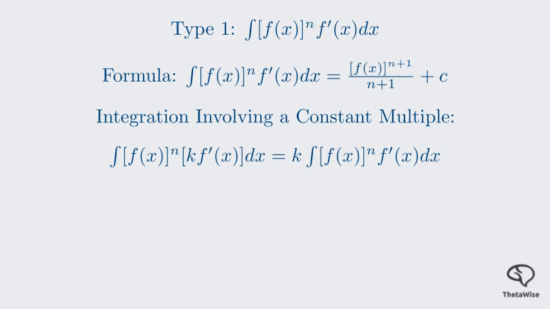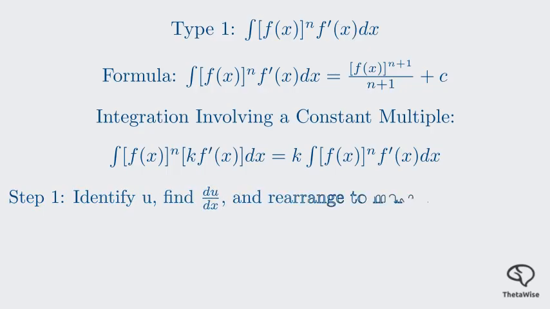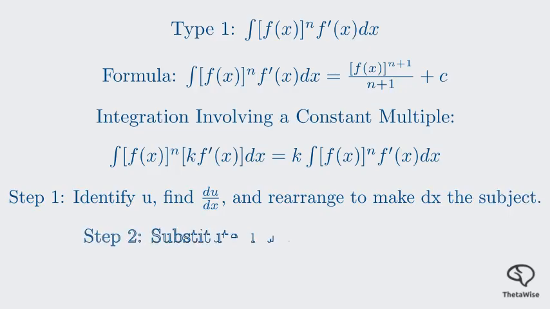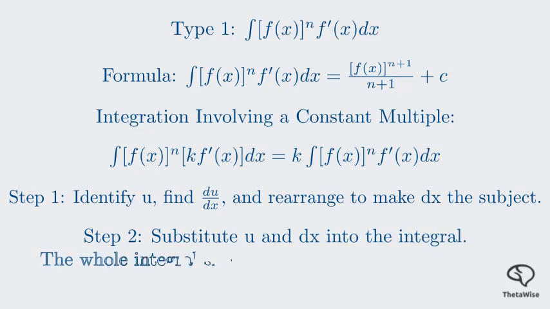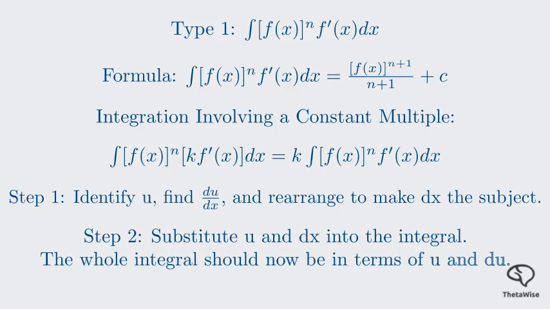Let's formalize the procedure we will follow. First, we identify a suitable substitution, which we'll call u, and then we find its derivative with respect to x, du over dx. We then rearrange the equation to solve for dx. Next, we substitute u and our expression for dx back into the original integral. At this point, the integral should be entirely in terms of u and du. There should be no x's left.